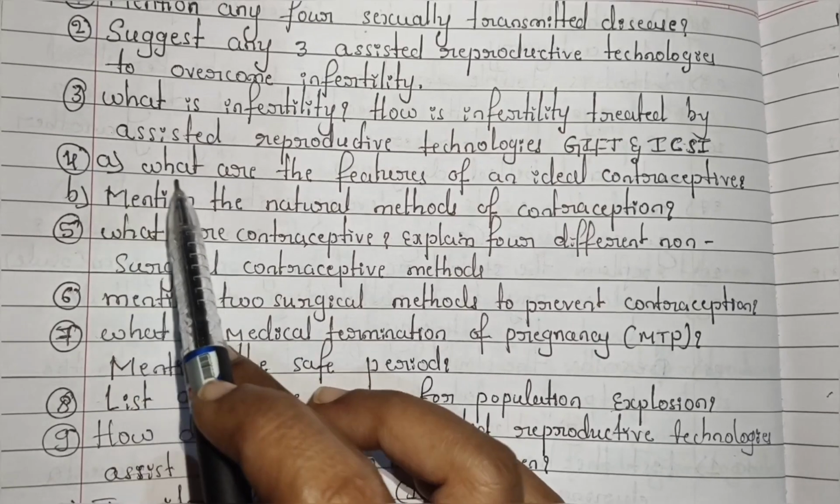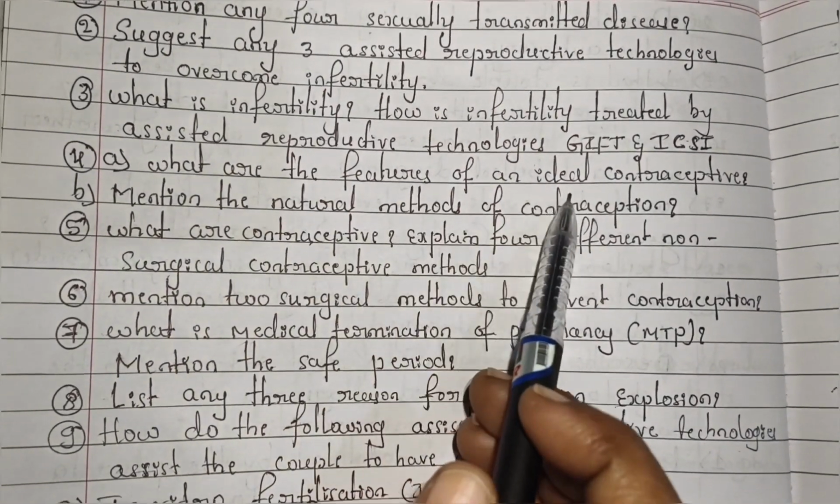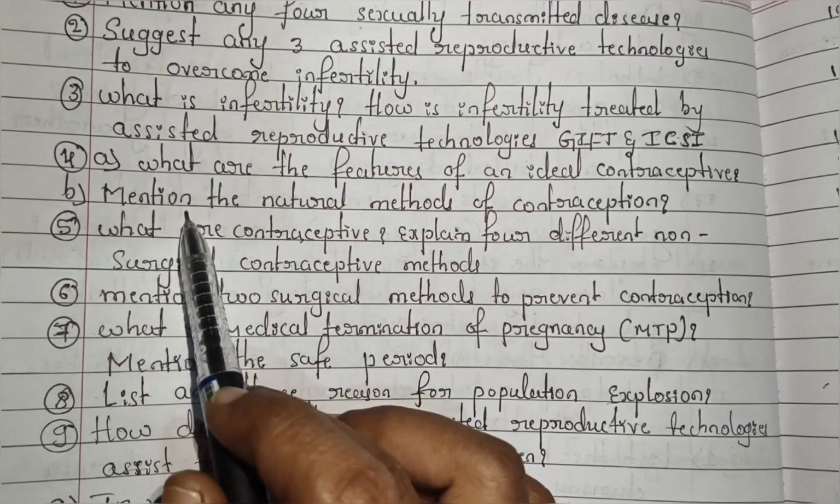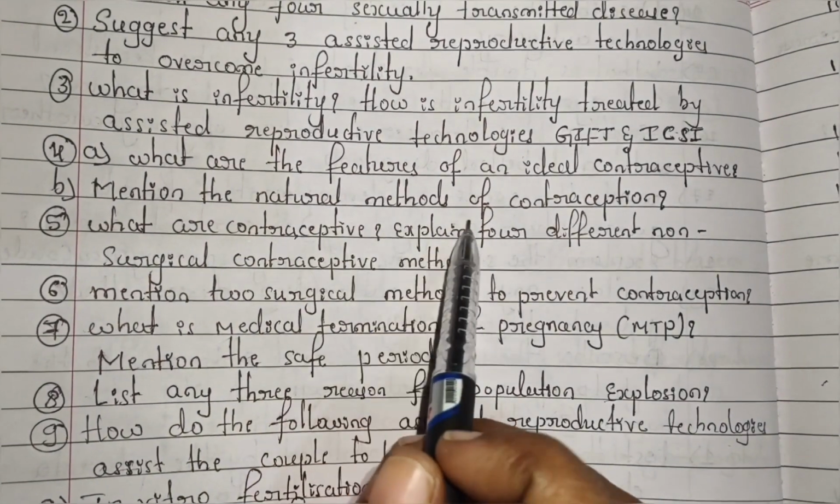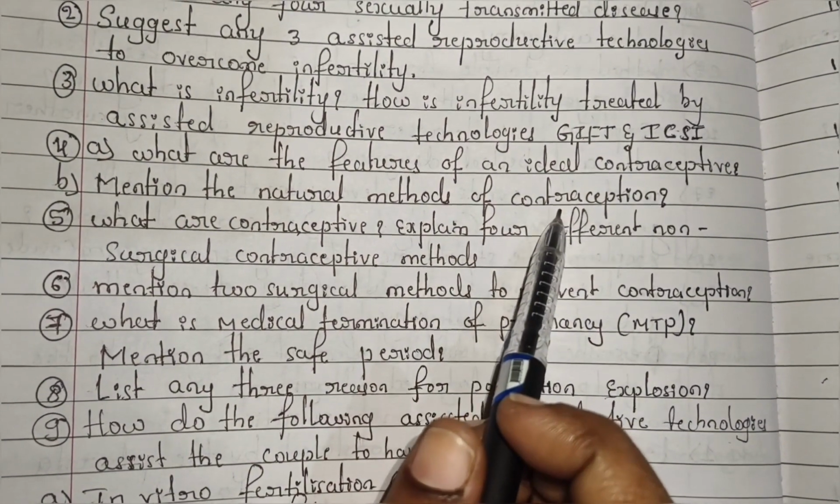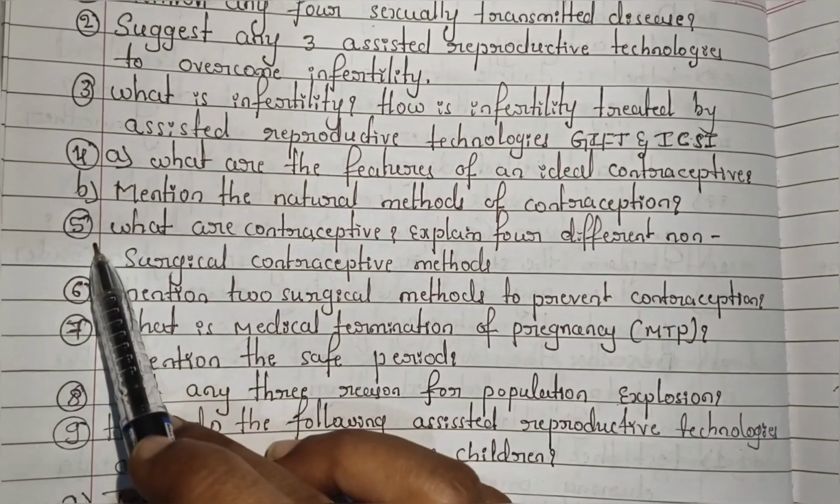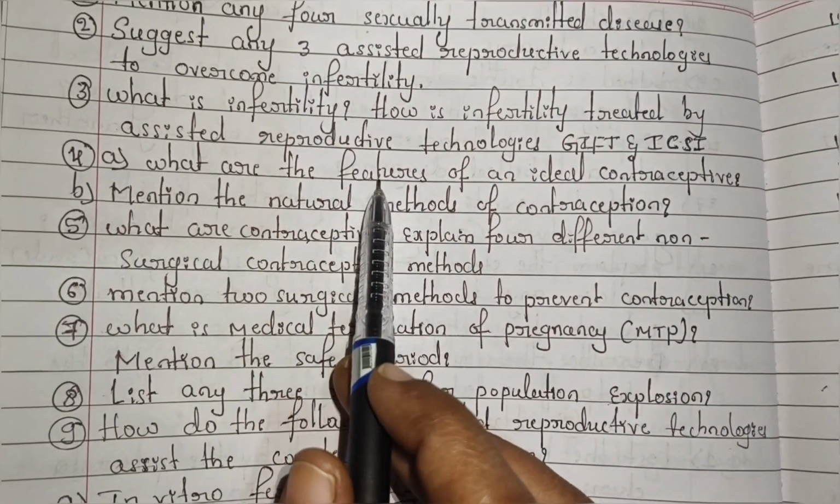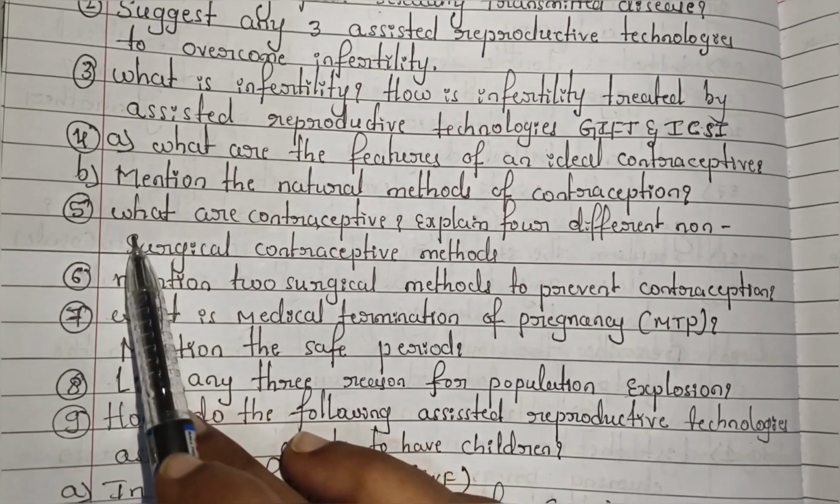Fourth one, there are main questions and sub questions. First one, A, what are the features of an ideal contraceptive. And second, B question is mention the natural methods of contraception, and you have to write the features of an ideal contraceptive and natural methods also.